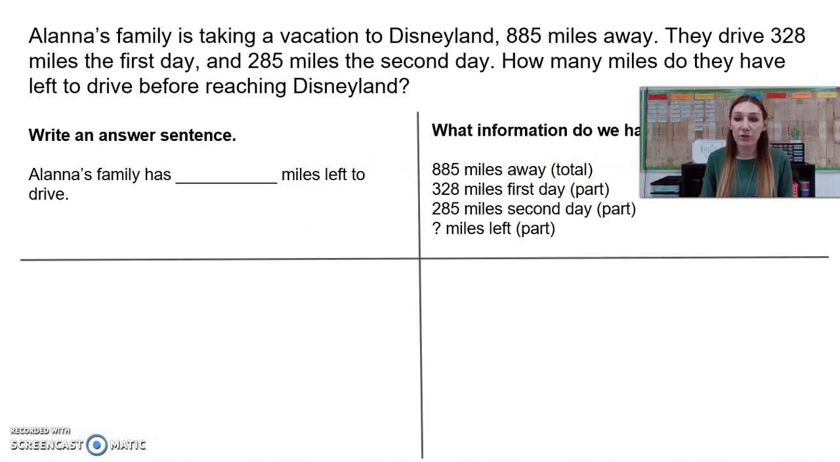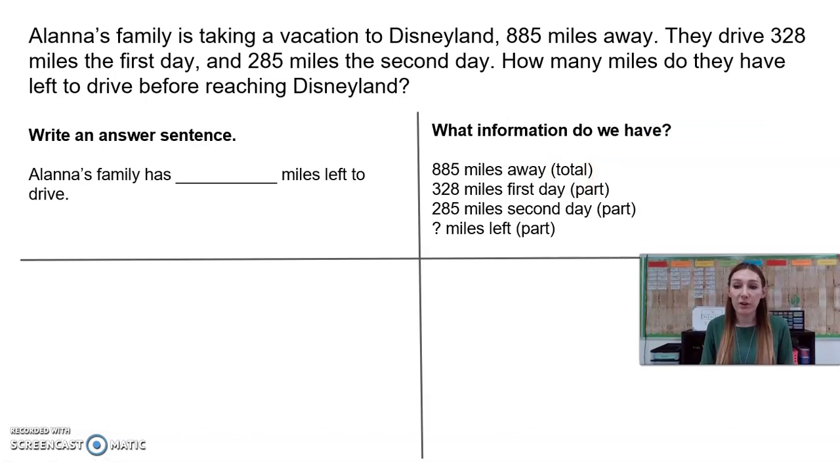So next we're going to fill out what information we have. We know that Disneyland is 885 miles away. This is our total. This is how much Alana's family has to drive in all. We have some parts. We know that on the first day they drove 328 miles. On the second day they drove 285 miles. What we don't know is how many miles they have left. So that third part is what we're missing.